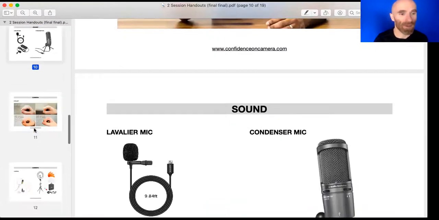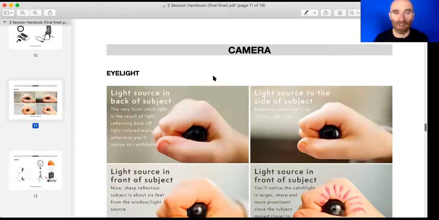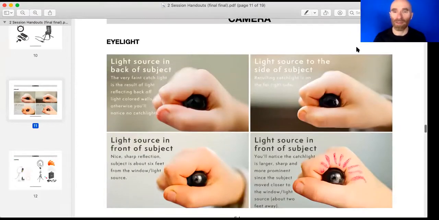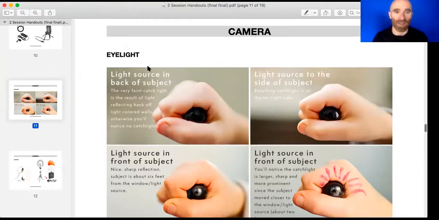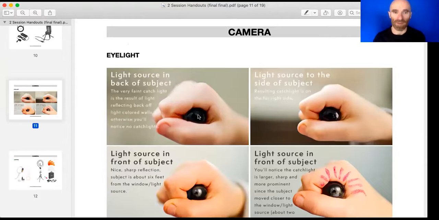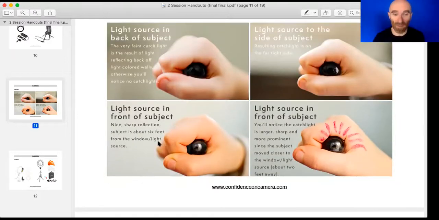Now, where is here? Eye light. The idea is that we want a light reflected in your eyes. If the light source is in back of the subject, if I'm shooting this audition and the light source is behind me, we're going to get a very faint catch light that's really just the reflection of whatever light is hitting the walls, etc. If the light source is to the side, we're going to get this light on the side. We're also probably going to get that harsh side light on the face that we saw earlier. If the light source is in front of the subject, that's when we're going to get a nice sharp reflection.